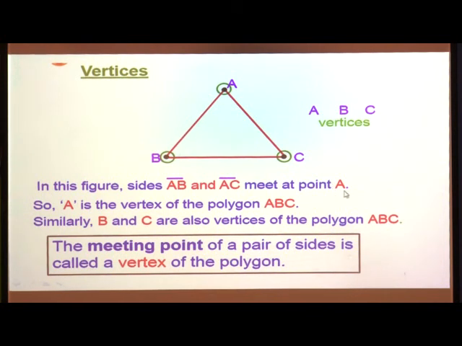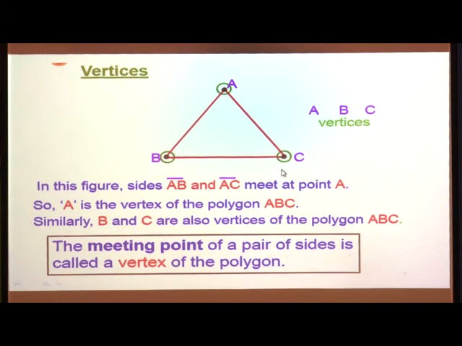Vertices. In this figure, sides AB and AC meet at point A. In the same way, side AB and side CB meet at point B. In the same way, side AC and side BC meet at point C. So different sides meet at points A, B, C. So A, B, C are the vertices of this triangle. A is the vertex of the polygon. Similarly, B and C are also vertices.